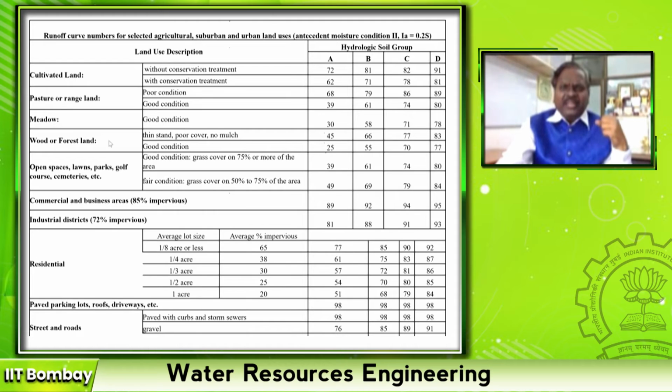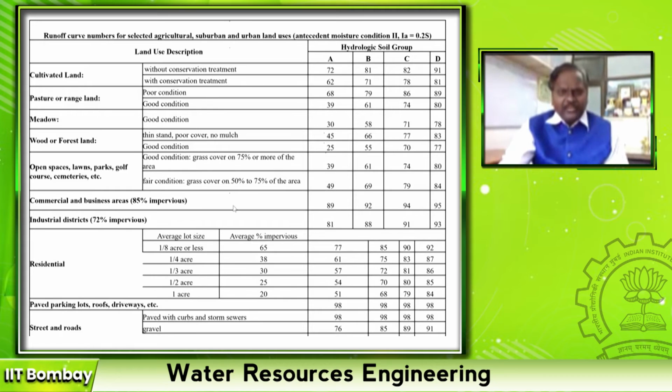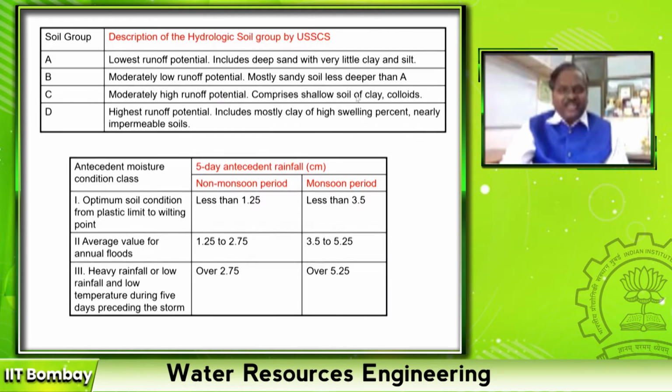This table was the first table prepared by the researchers based on experiments on small agricultural watersheds and later on urban catchments, assuming that the initial abstraction is 0.2 times S. For the same land use and soil type, there is another table which considers IA as 0.3 times S, and these curve number values are different. That is what we call antecedent soil moisture conditions 1, 2 and 3. The 0.2 is for average condition.